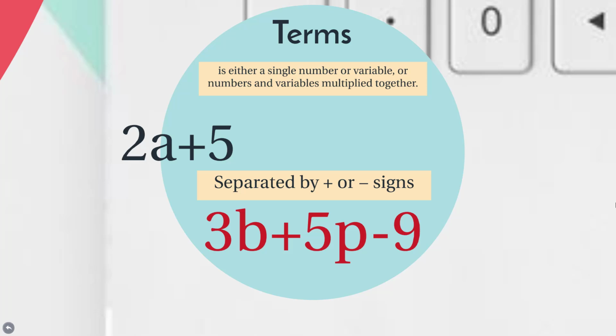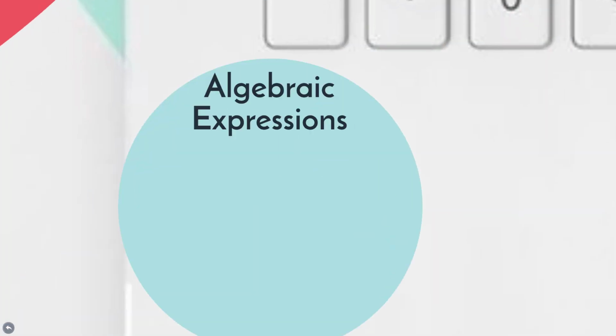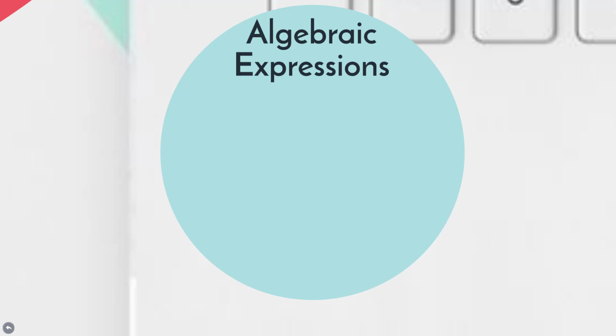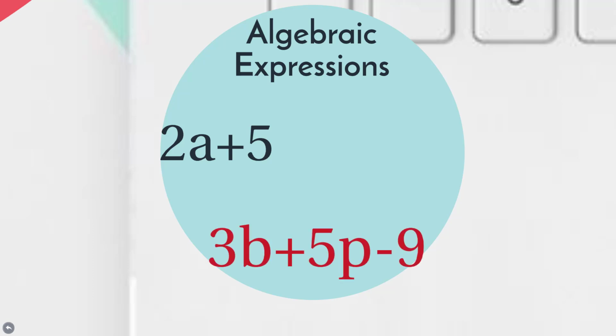Watch out for the minus sign, guys. Keep in mind that the minus sign is attached to the number in a term. In the third example here, we have two terms, which are x squared and minus 100. Together, all of them make an algebraic expression. So in algebra, you will see these kinds of expressions every time.